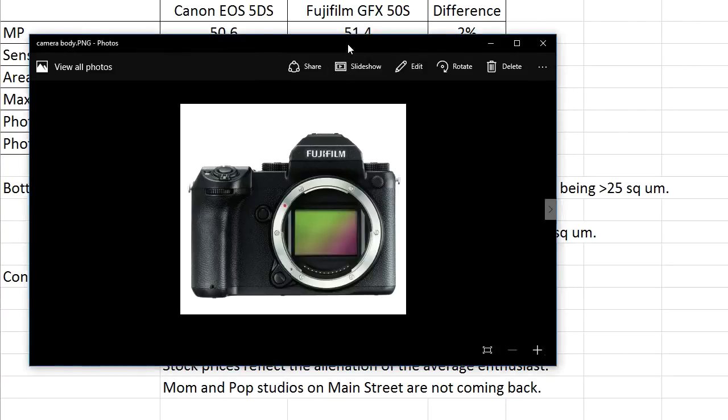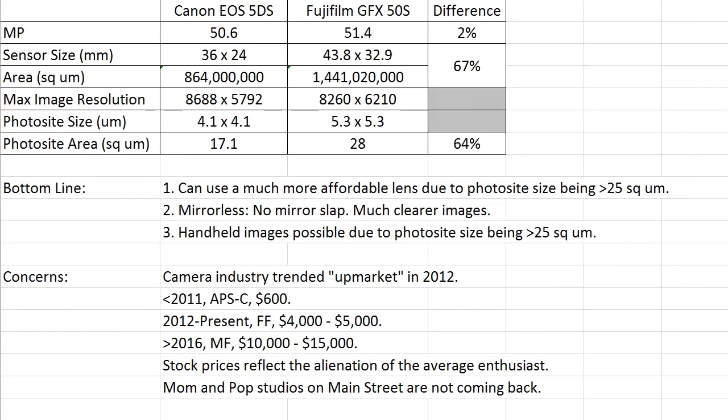dpreview.com. Okay, so let's talk about the stats now, or the numbers of the cameras, because this is really important, and I'll tell you why I'm excited about this camera. So we have here, this column is the 5DS, and this column is the 50S from Fuji. So the difference being, of course, this is full frame, this is medium format, and it's roughly the same amount of photo sites on the sensor, right?